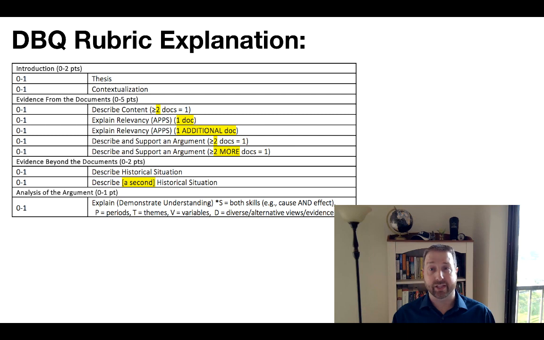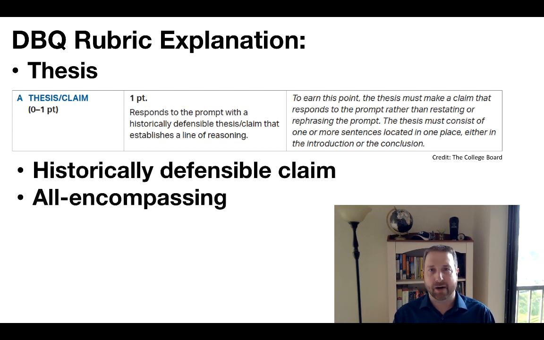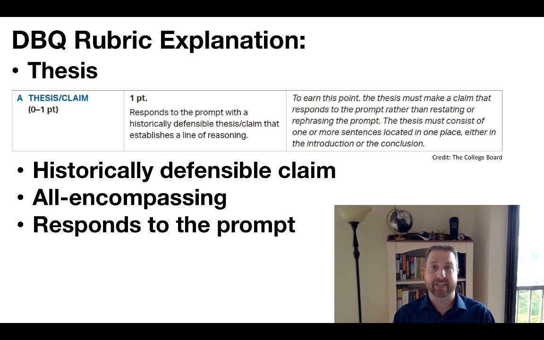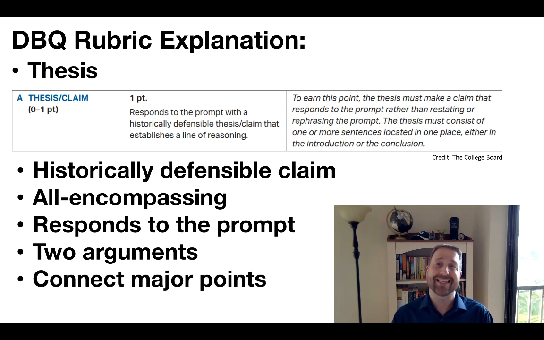Now, you can begin with either the thesis or contextualization, but in this example, I'll start with the thesis. State your historically defensible, all-encompassing thesis that responds to the prompt rather than restating or rephrasing the prompt. However, you do want to use the language of the prompt. It must establish a line of reasoning, so remember, ATFQ, answer the friggin' question. Consider how you will group your documents to preferably make 2 arguments. If you have a good outline, you will have already decided this. Don't simply list, but connect all major points to be discussed in the body paragraphs, in 1 to as many as 3 sentences. Develop your points sufficiently.